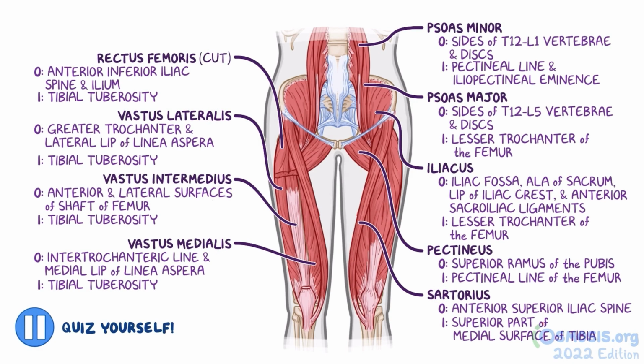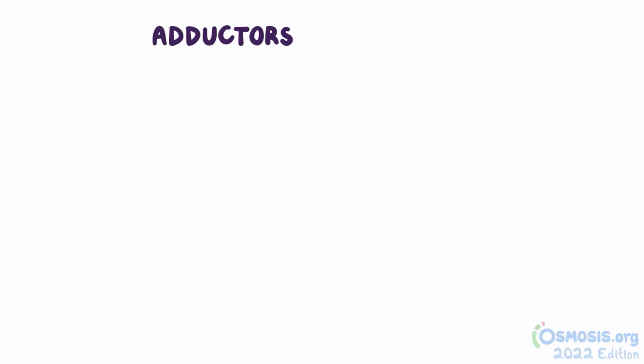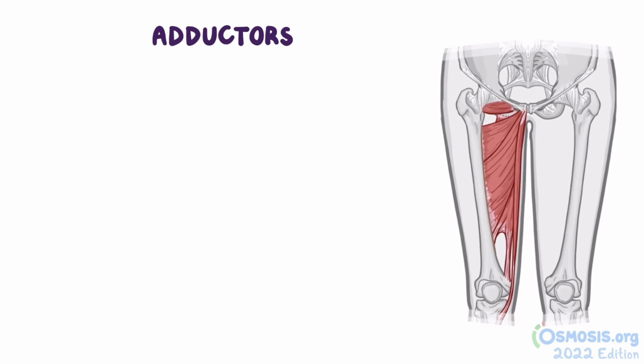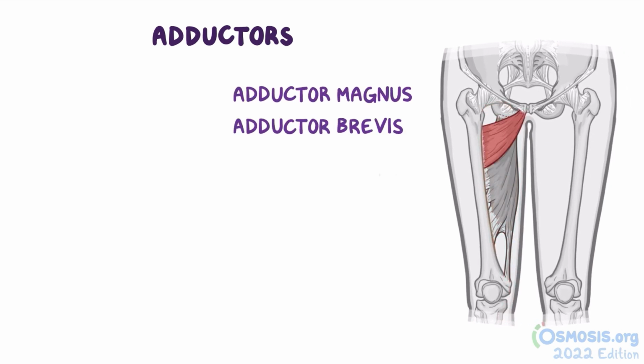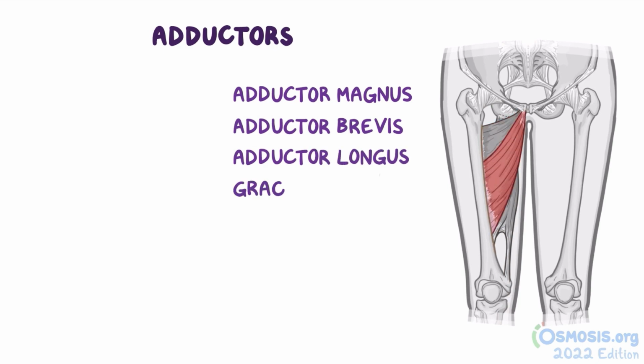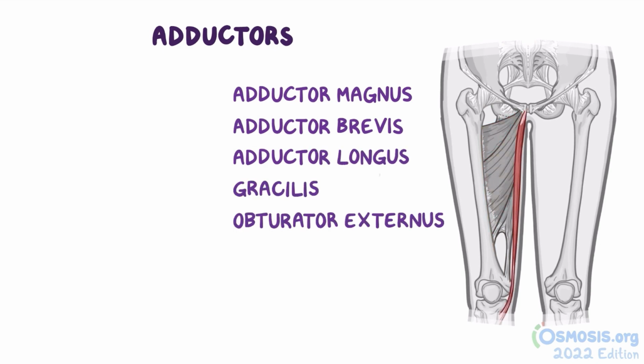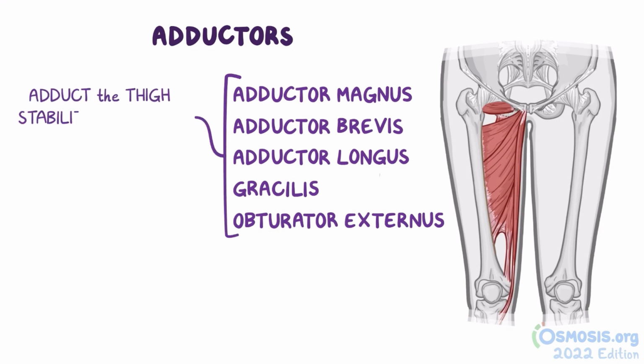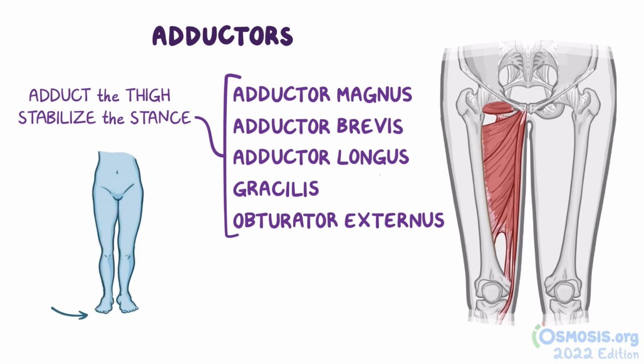Now, let's talk about the muscles of the medial compartment of the thigh, which form the adductor group. This group is made up of 5 muscles: adductor magnus, adductor brevis, adductor longus, gracilis, and obturator externus. These function together to adduct the thigh and stabilize the stance when standing on both feet, or during side-to-side movement while standing.